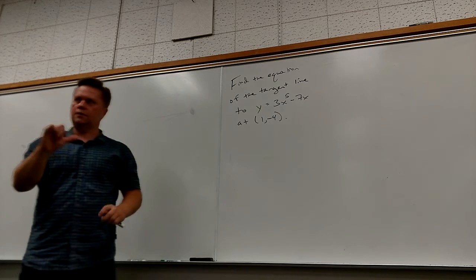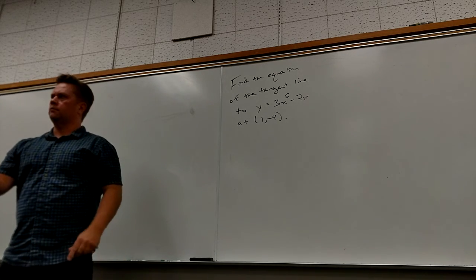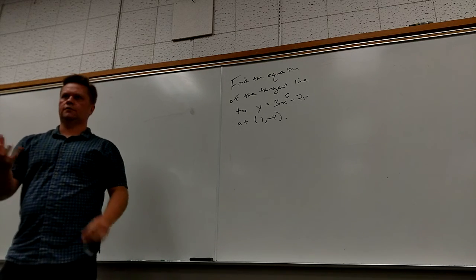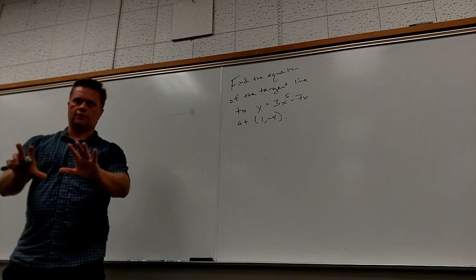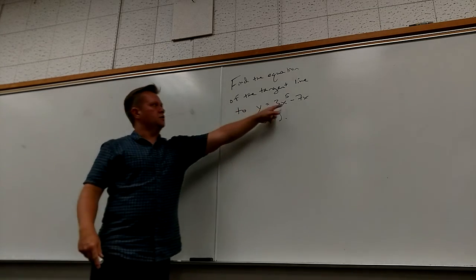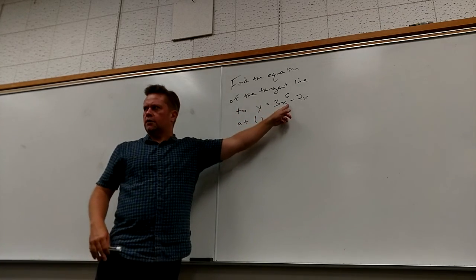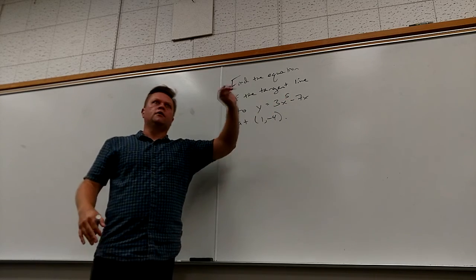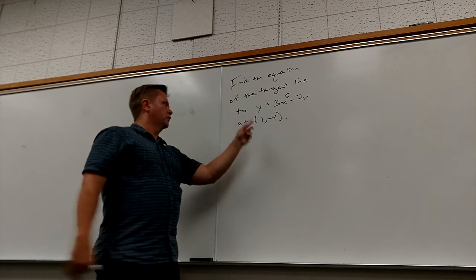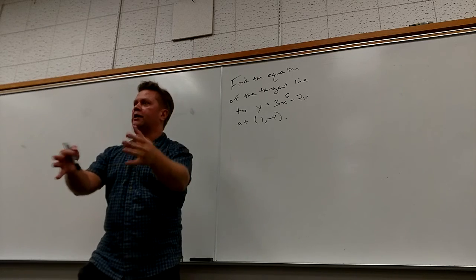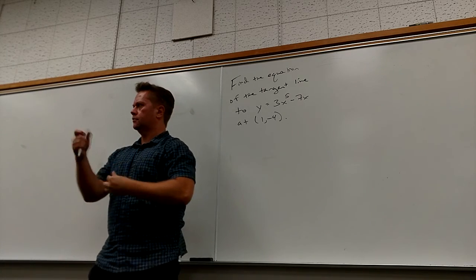This needs to be like a thank God problem. Like, yes, give me more of this. This is barely calculus, especially because this function is so easy to take the derivative of. So it really is a find the equation of the line that goes through (1, -4) that is parallel to the given line. That's an algebra problem.